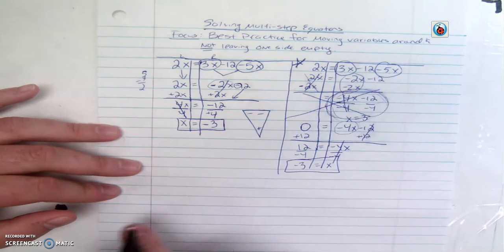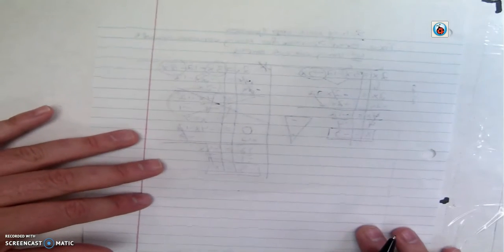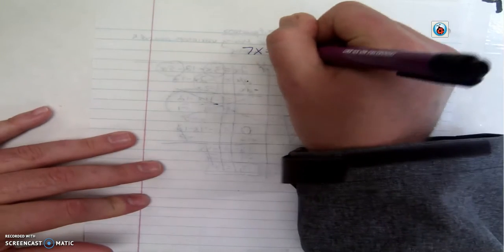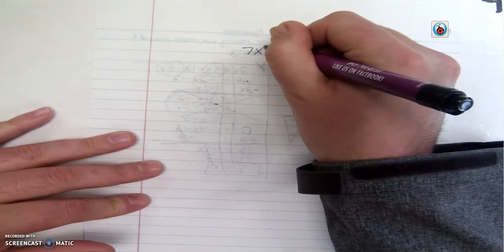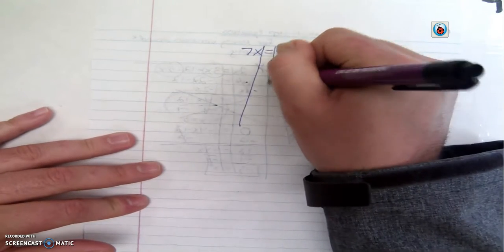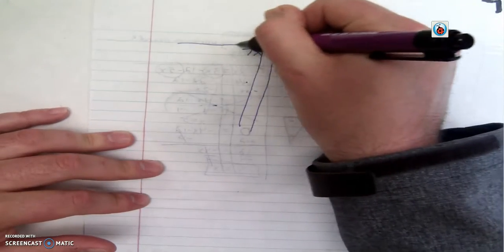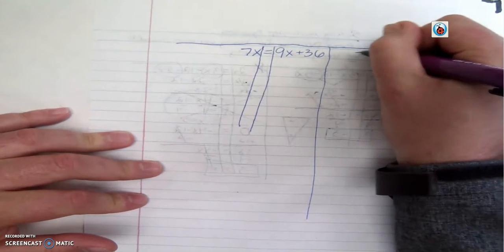Alright, and now we're going to look at an example where it gets even more complicated because of the way it looks. So just bear with me here. So I have 7x equals 9x plus 36. So this is where it gets a little trickier. And again, I'm going to do a T-chart because we are going to solve this 2 different ways.